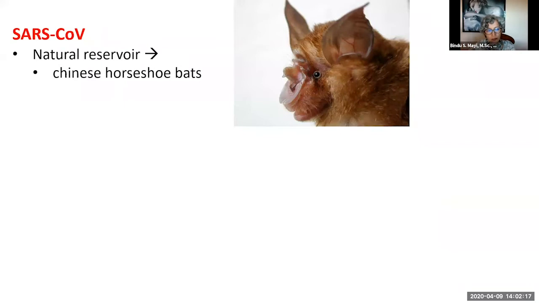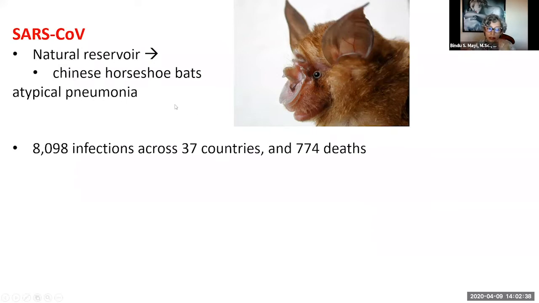The first notorious member in this family was the SARS coronavirus, which emerged onto the scene in 2002, 2003. And research subsequently showed that the natural reservoir for the SARS coronavirus was the Chinese horseshoe bat. And this virus causes atypical pneumonia, which is what the current virus also causes. After everything was said and done, we saw 8,098 infections across 37 countries with this virus. And that resulted in about 774 deaths, giving us a mortality of 9%. That means 9 out of 100 people who get this will die from it.